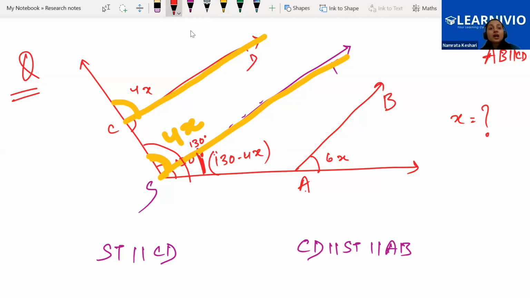Now we will focus on the other pair of parallel lines. Ma'am, corresponding angles are the same, right? Yeah, the same. That's why I said if this is 4x, this will also be 4x. So how can we do 130 minus 4x? Okay, let me explain.